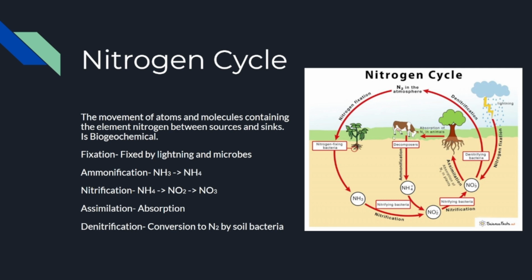We got ammonification over here from the animal because it eats stuff or it just dies, and its stuff goes into NH4, which eventually forms NO2. Absorption from animals, also from plants, also goes into the cycle. And you can see that little loop as well. Then finally, denitrification, which is the conversion of N2 by soil bacteria. And as you can see, it returns it to the atmosphere.